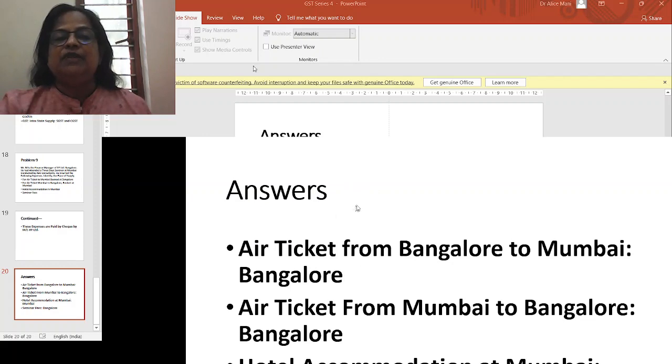XY Limited. So the answers, air ticket from Bangalore to Mumbai, it will be Bangalore. Air ticket from Mumbai to Bangalore, it's also Bangalore, the place where it is registered. Hotel accommodation at Mumbai, this is personal service, so where it is received, Mumbai. Seminar fees also Bangalore. So I think these 9 problems I have explained, and this will give you an idea about the basis of charge. This type of problems you can expect for 2 marks.